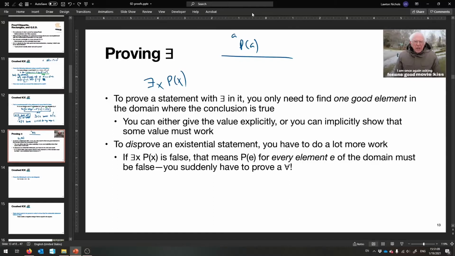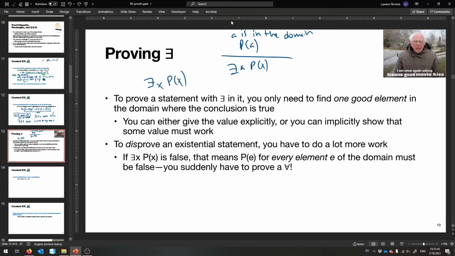Oops, we don't know that symbol yet. A is in the domain. And p of a, then you have proven there exists an x, such that p of x is true. All right, so that's how you can do it. And in English, again, you only need to find one good element in the domain where that conclusion is true. So just find one a, and then you've suddenly shown that, yeah, there is something in the domain such that p of x is true, if we call it that thing x.